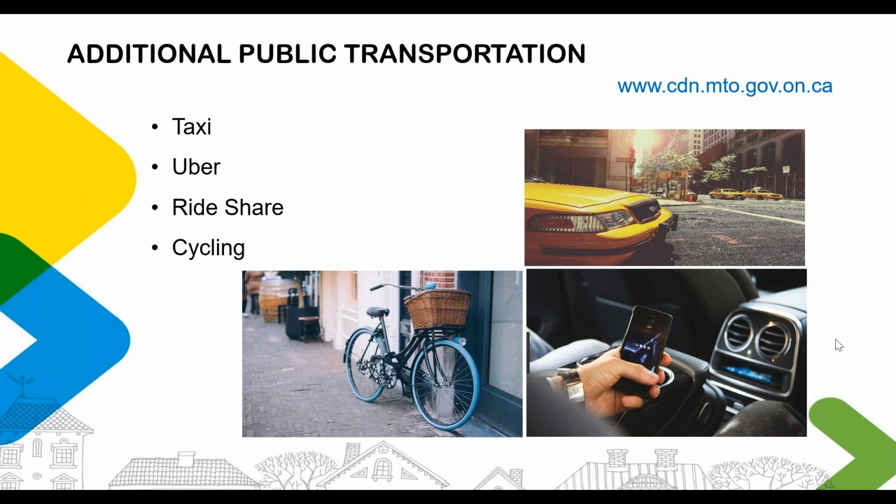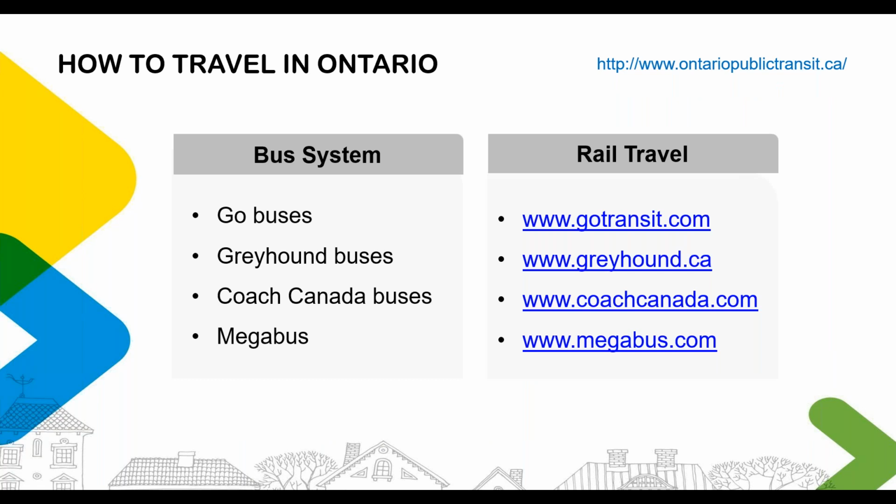So again, I focused a little bit on the different kinds of taxis and different mediums that you can use that are a little bit more private than the buses and the streetcars. On our next slide, we will take a look at the bus system and rail travel.